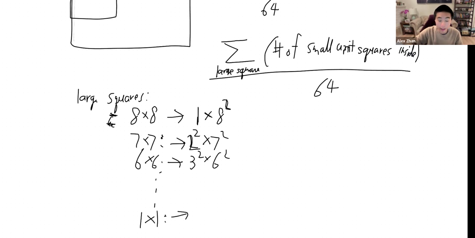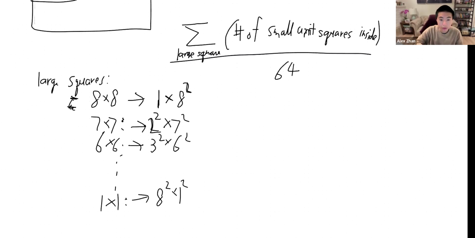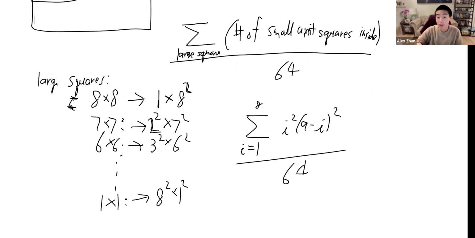So our final answer will be the sum from i equals 1 to 8 of i squared times (9 minus i) squared, over 64. At this point, I really don't think there's any other really good method other than directly calculating it. And the final answer here is going to be 123 over 4.